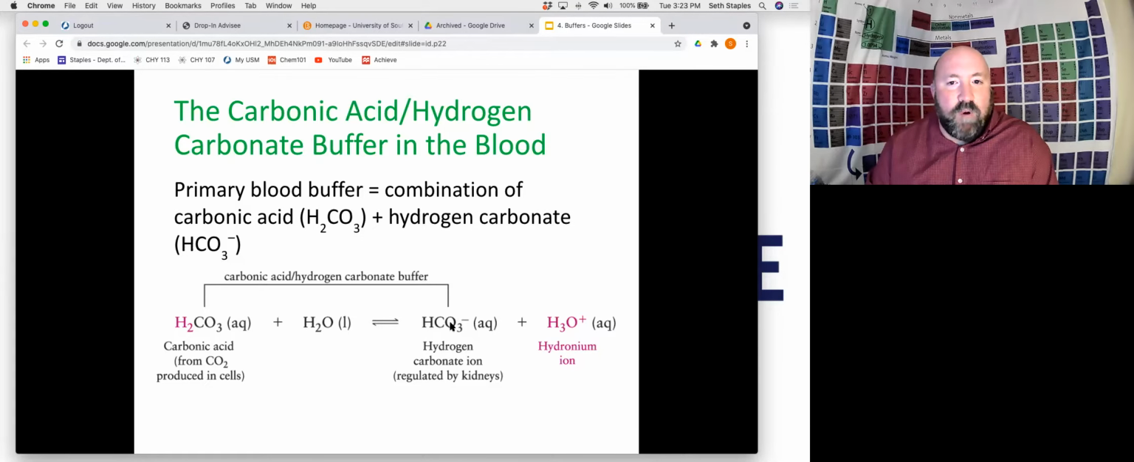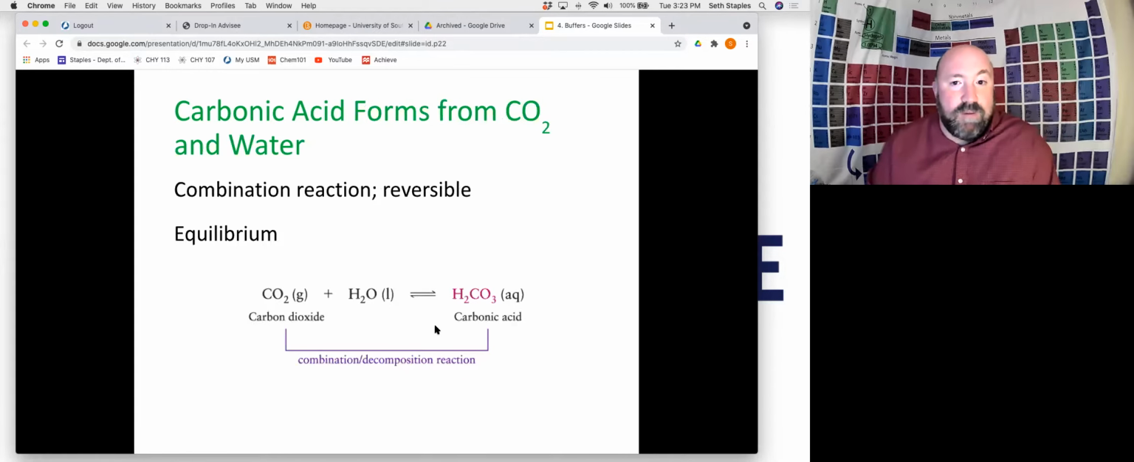And so we have both of these components within our blood, so that if we add some base, this carbonic acid is going to be able to react with it and neutralize the base. If some acid is added in, then the hydrogen carbonate ion is going to be able to neutralize that. And so between these two components, with this conjugate pair here, our blood can be buffered and maintain its normal pH.